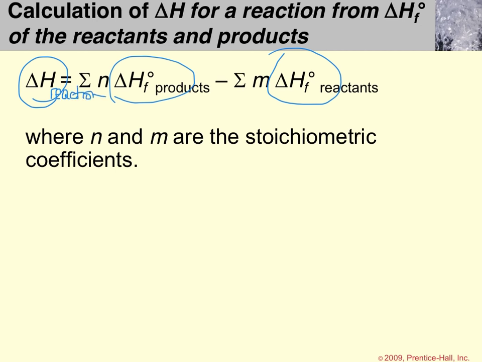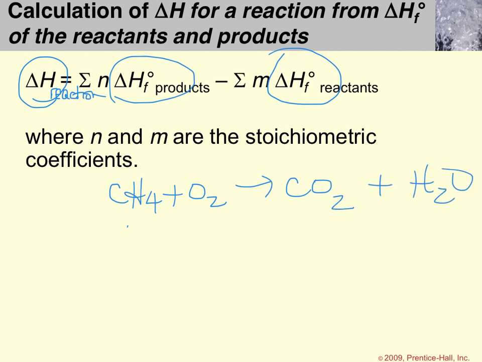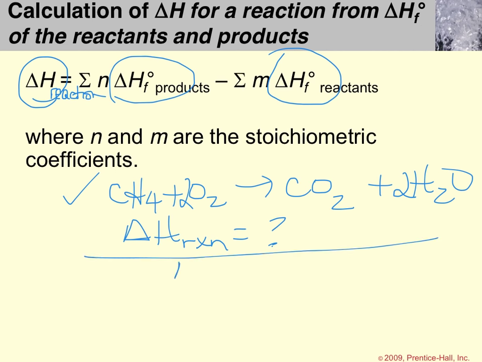So if I had a reaction, let's go back to burning natural gas. And I asked you to calculate the enthalpy of this reaction. I'm going to abbreviate reaction RXN, that's what chemists do. If I ask you to calculate the heat of reaction for this combustion reaction, one way to do it would be to look at a table of heats of formation.